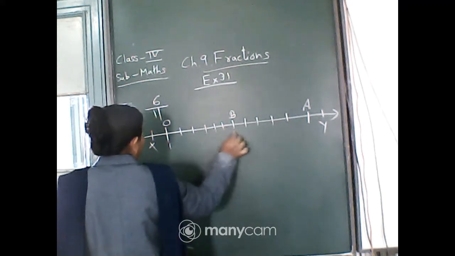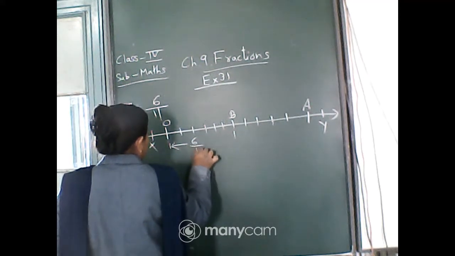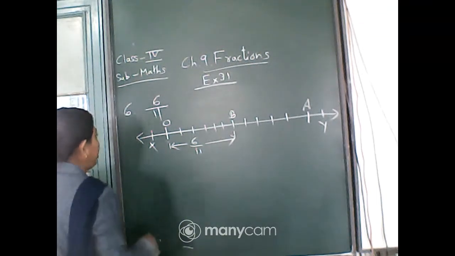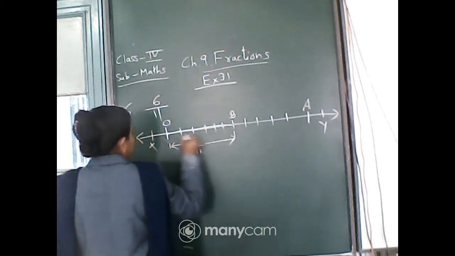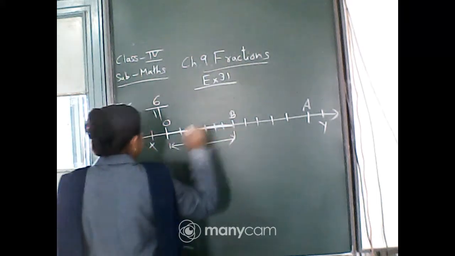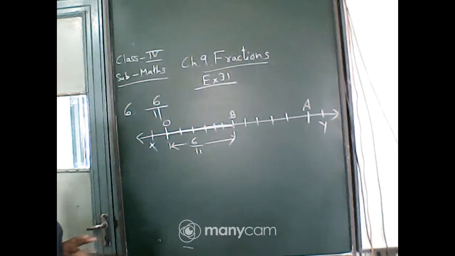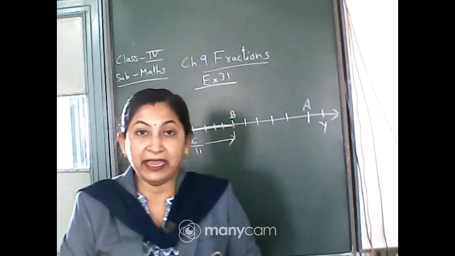You will draw like this, 6 by 11. Clear? So, this fraction 6 by 11 is from O to B. That means O to B represents 6 by 11 fraction. Clear? Let us do number 8.